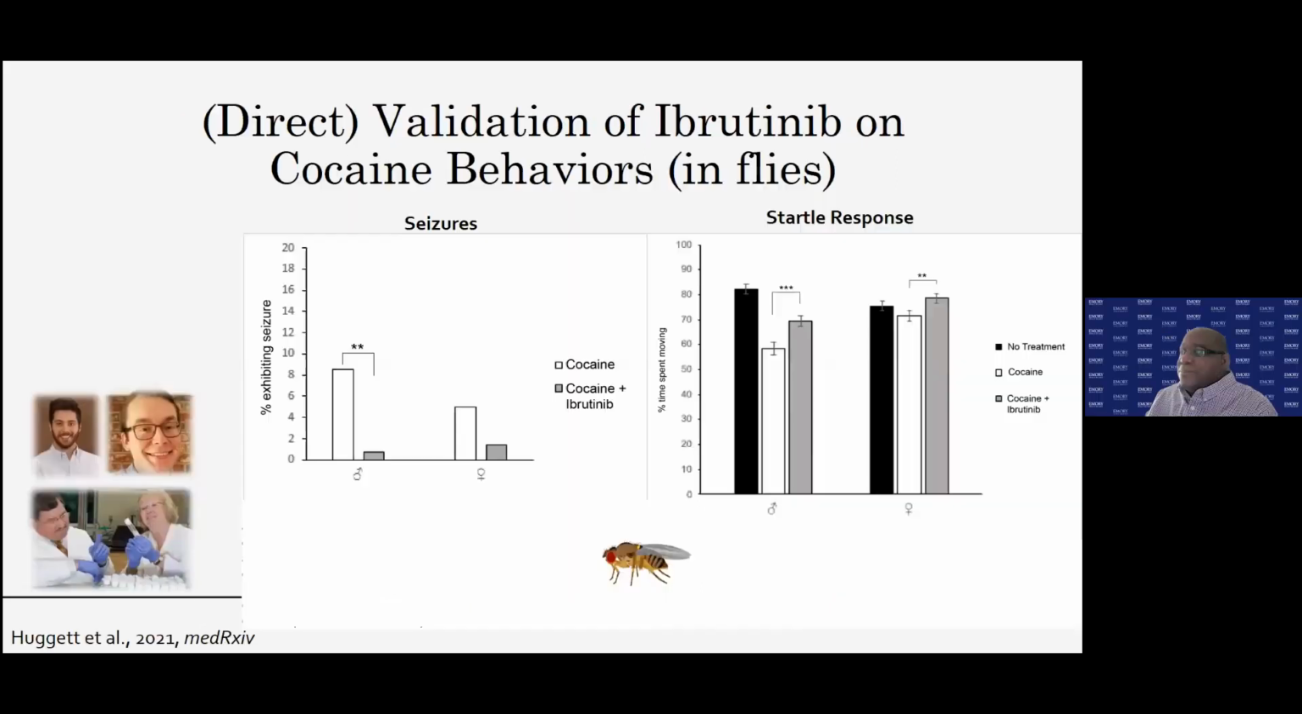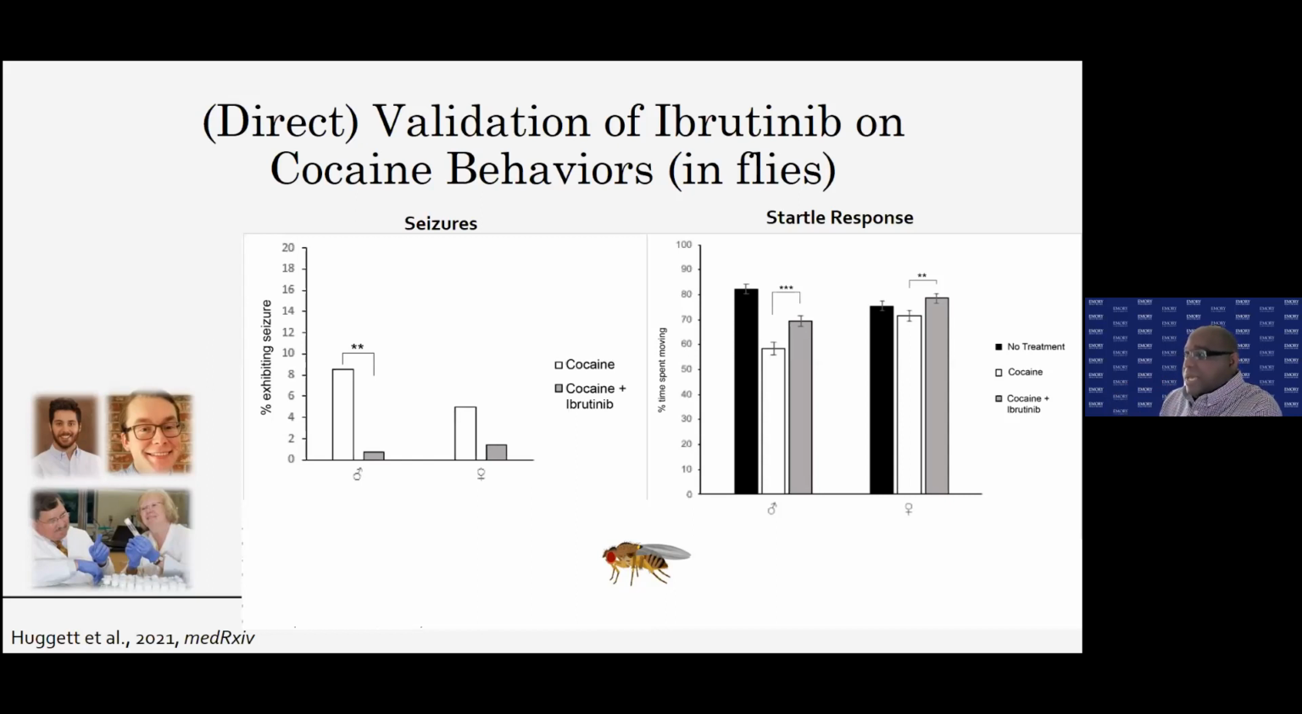Okay. So working with our Clemson collaborators, we were able to examine ibrutinib's effects as a potential therapeutic by looking at how it affected both seizure behavior and startle response behaviors in Drosophila. What you see here on the left was evidence that both male and female flies that consume ibrutinib with cocaine spent less percent time seizing than flies that only consumed cocaine. However, we see that only male flies that consumed ibrutinib and cocaine showed a significant decrease in the prevalence of seizures.